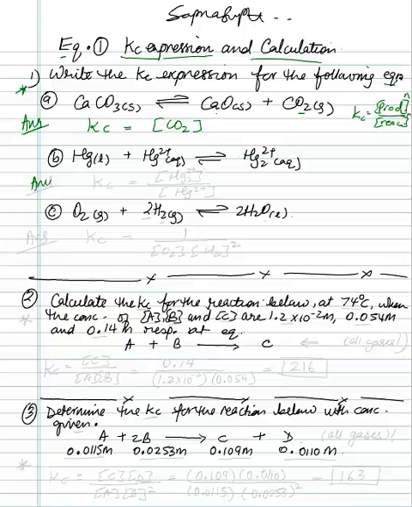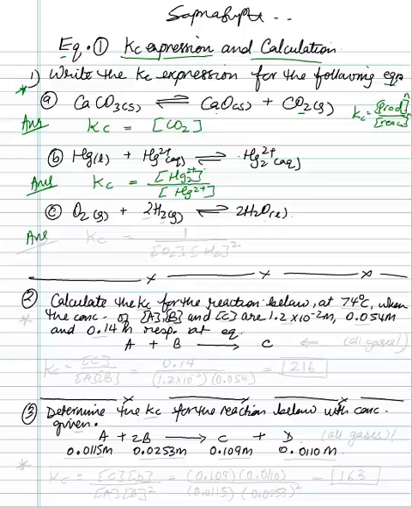Let's look at the next one, which is Hg, mercury liquid, plus Hg2+ aqueous, and Hg2 2+, a polyatomic ion, aqueous. So yes, we can have an equilibrium expression for aqueous substances also. In this case, our product is Hg2 2+. The coefficient is 1, so there's only 1 on the top, and then the starting material is Hg2+, and again we will not have mercury liquid in here.